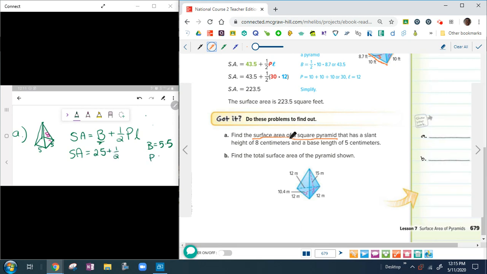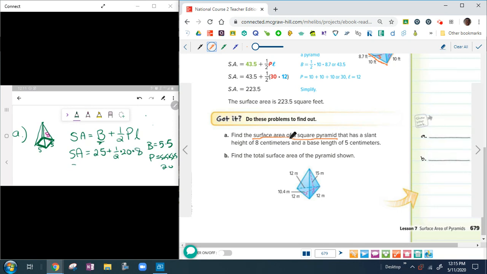Now we have to find capital P, which is the perimeter of the base. So that's 5, 5, 5, and 5. So 5 plus 5 plus 5 plus 5, which gives me 20. So that's going to be 20. And my slant height, it said, was 8.